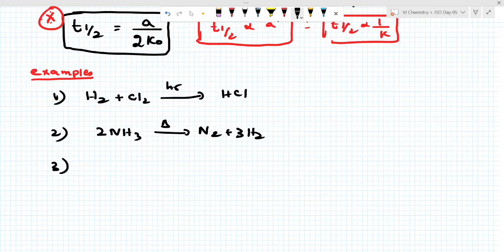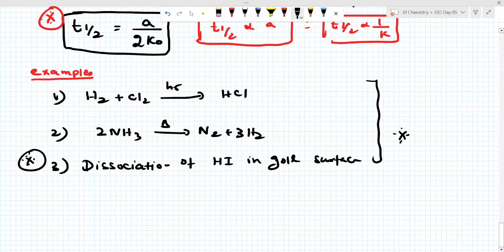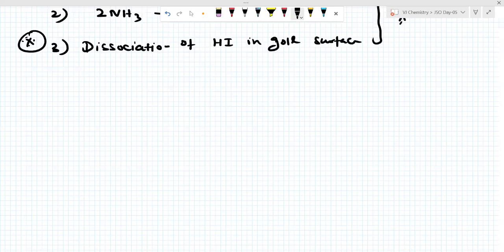Third, very important, dissociation of HI on a gold surface is a zero order reaction. Listen, these three are very important. Next I go to the first order reaction. Please note, this is zero order. Look at the zero order equation, its T of, and then its unit. Okay? Next, first order reaction, please.